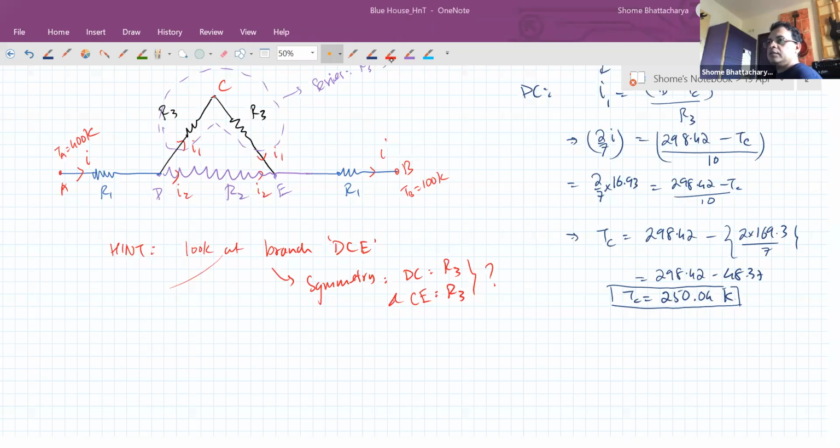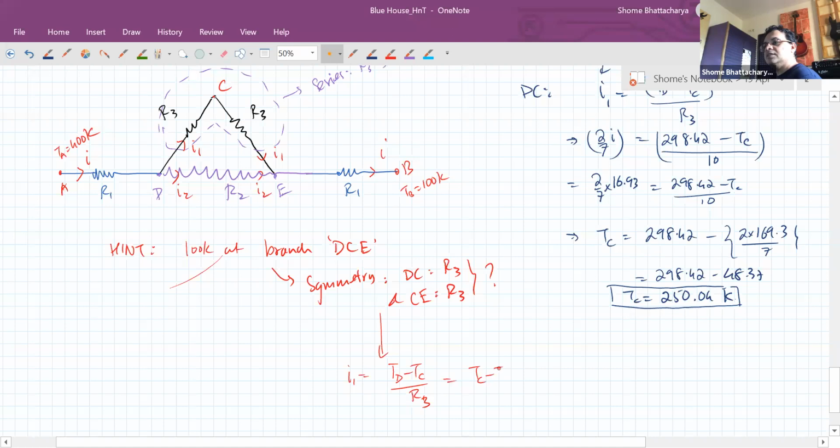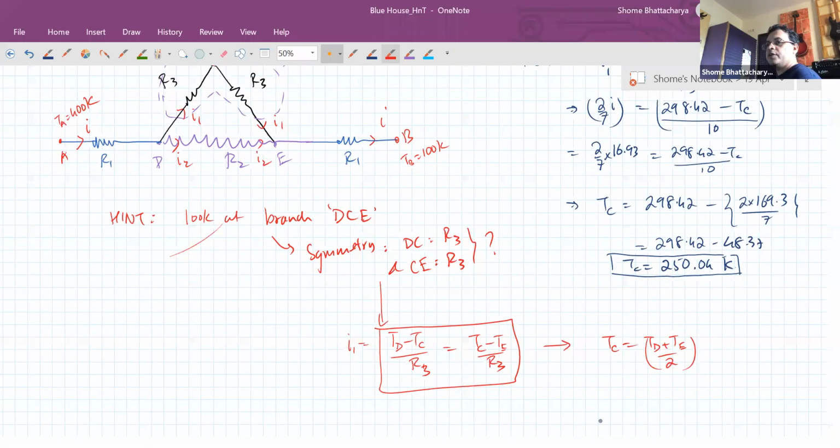Okay, so that's another thing we can use. Because of the symmetry, I1, which is TD minus TC divided by R3, is also equal to TC minus TE divided by R3. From this equation, you will realize that the temperature at the point C will become (TD + TE) by 2, like this. And now further, you can easily calculate the temperature at the point D using the equation. So from this we can calculate the temperature at the point D.